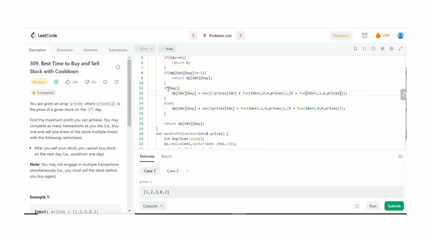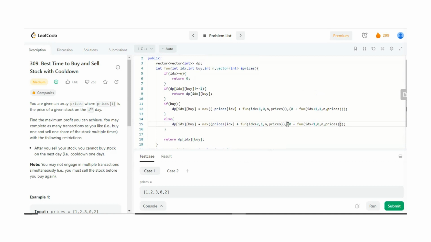Similarly, if buying is not possible, now we need to sell the stock. At that time we need to call the same two recursive calls. But here, as we are selling, we add prices of index, and as we know that after selling we can't buy the stock on the next particular day, as it is a cooldown period. So we will increment the index by 2, as we need to skip that particular day. After selling it successfully, we have the choice of buying again, so we set our buy as 1 again.